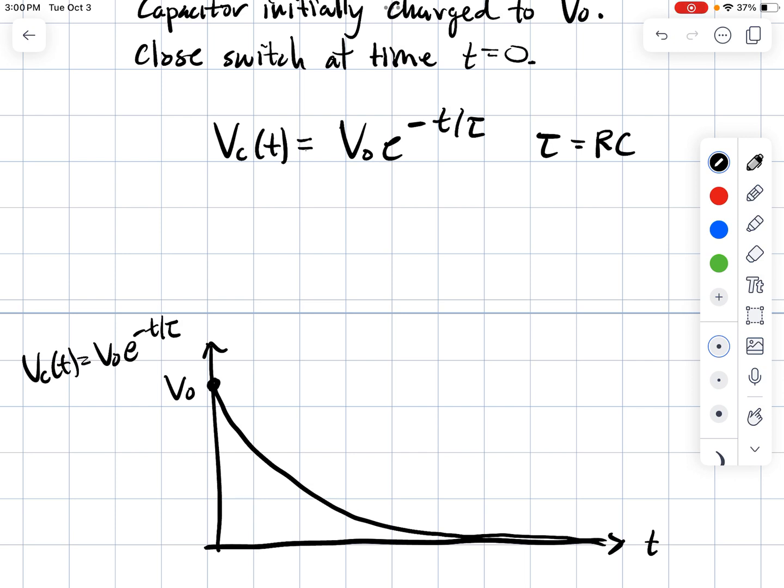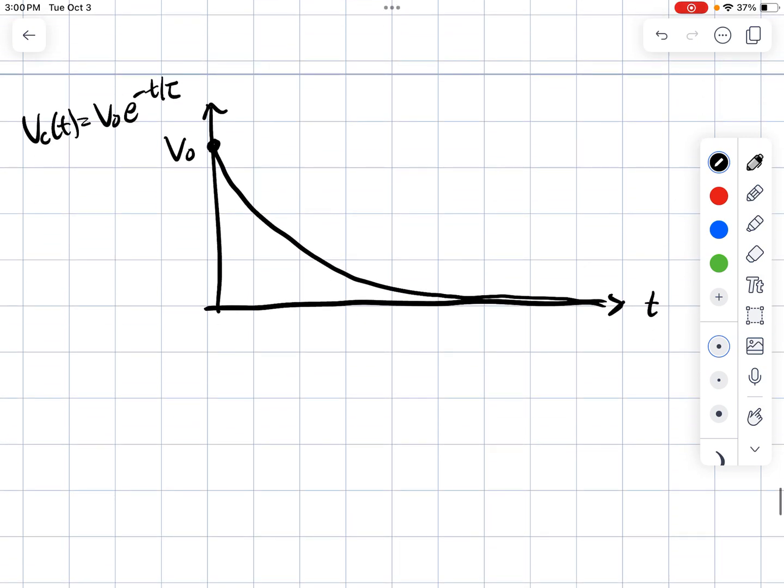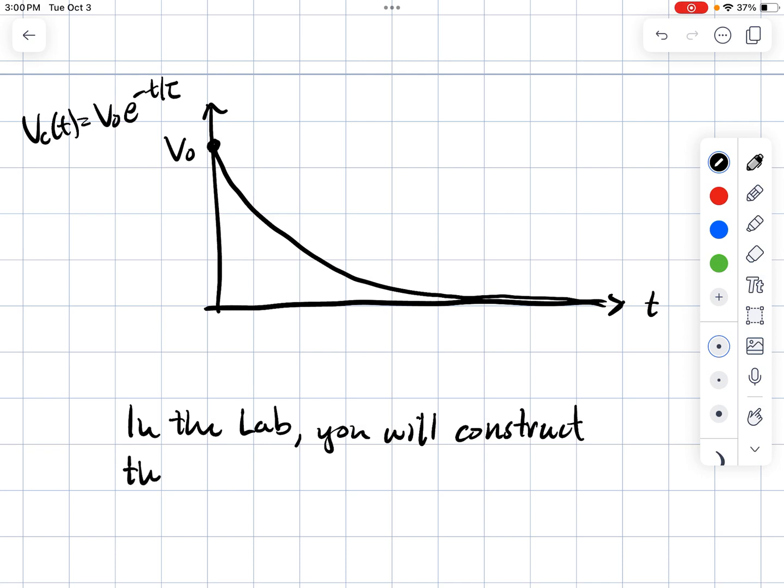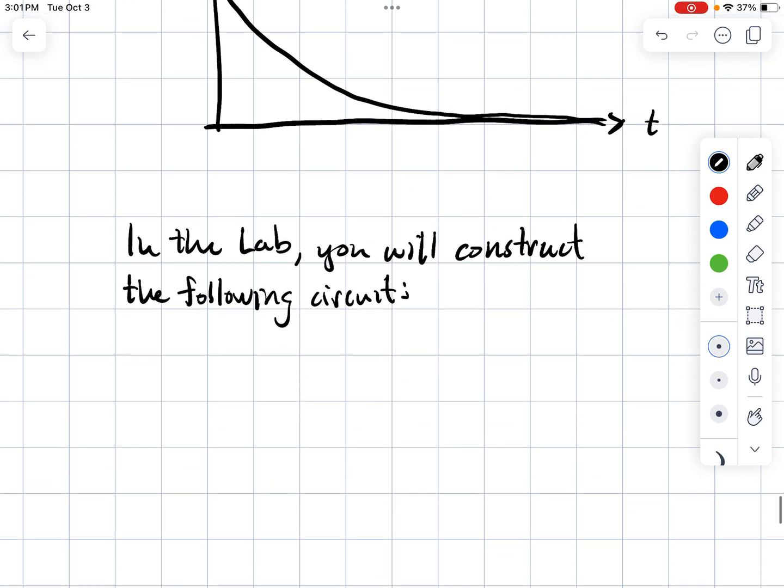Okay, so one thing you're going to do in the lab is build a circuit that, instead of using a switch, will be the following circuit. We'll have our R and our C like so, and then we'll look across the capacitor with the oscilloscope.